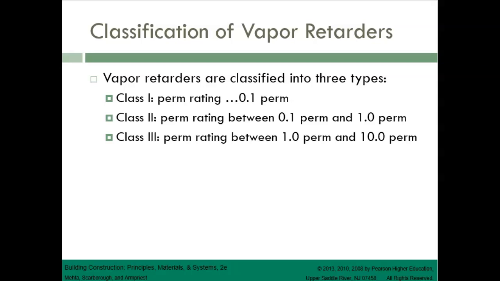So we would, let's see here, it says class 1 vapor retarder is not to be used on the interior side of wood frame or cold form steel exterior walls. So we cannot use them on exterior walls, but we'd want to use them on interior walls. So a class 1 has a perm rating of 0.1 perms. Class 2 is 0.1 to 1 perm, and class 3 is 1 to 10 perms.